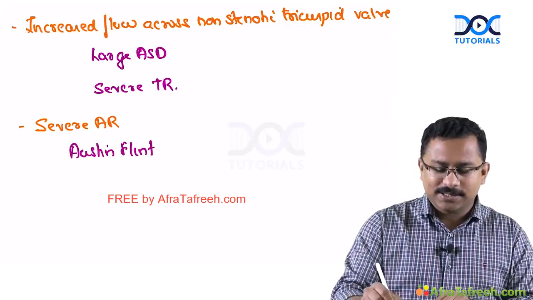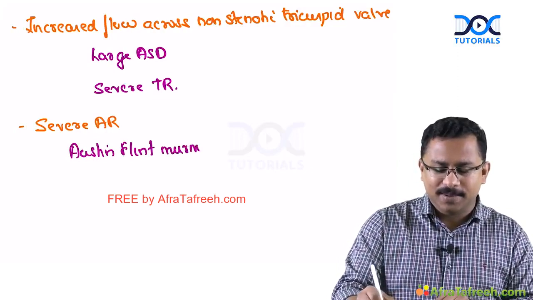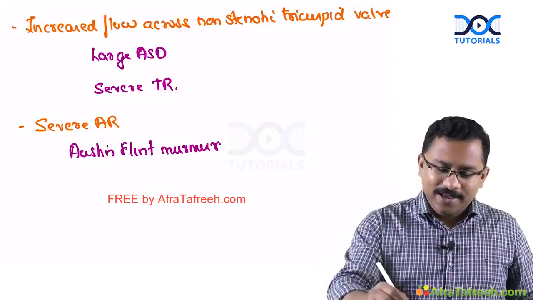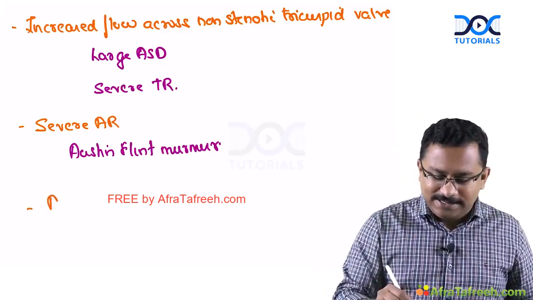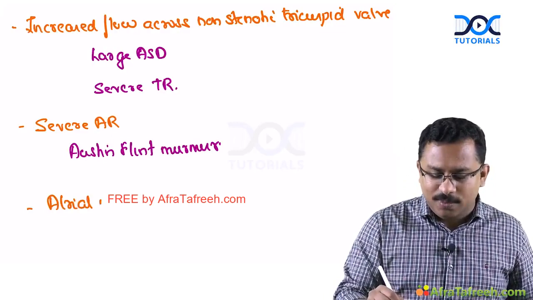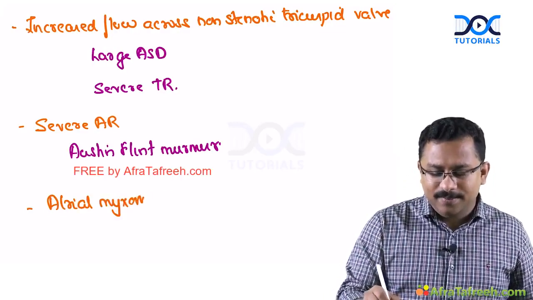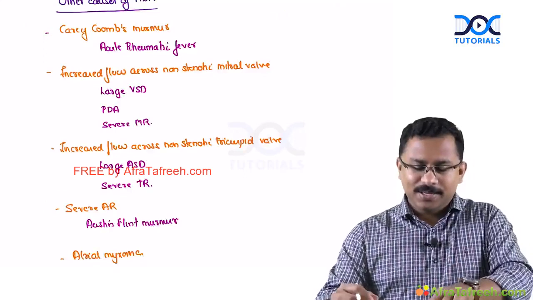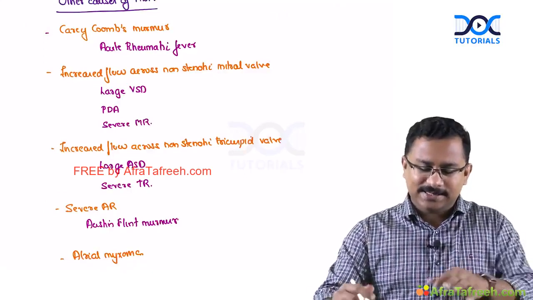Austin-Flint murmur of severe AR, and also in conditions like atrial myxoma. Atrial myxoma also you can have mid-diastolic murmur. So these are the conditions.